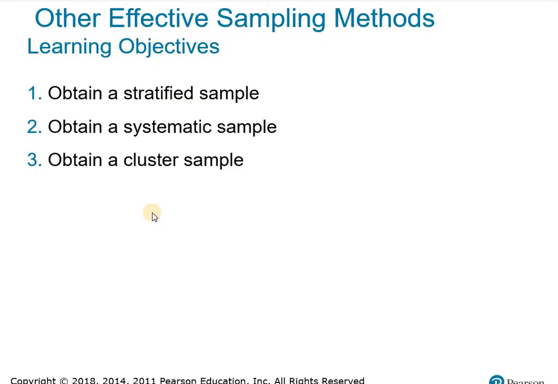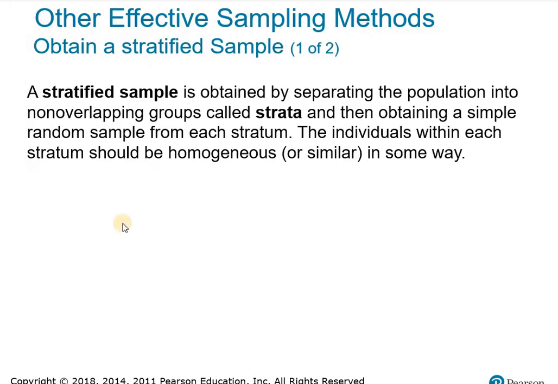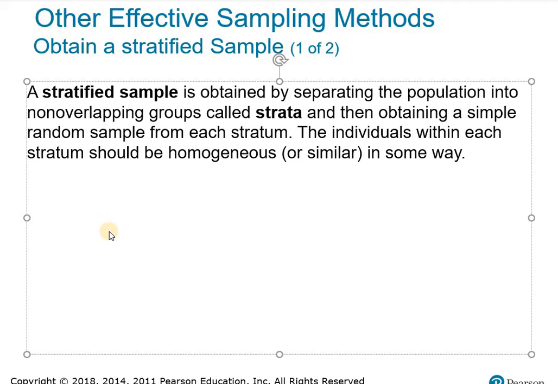Here are other effective sampling methods. We're going to obtain a stratified sample, a systematic sample, and a cluster sample, and see the differences between them and the similarities. A stratified sample is obtained by separating the population into non-overlapping groups called strata, and then obtaining a simple random sample from each stratum. The individuals within each stratum should be homogeneous, or similar in some way. If the population can be easily divided into subgroups, then stratified sampling is a good way to do sampling.